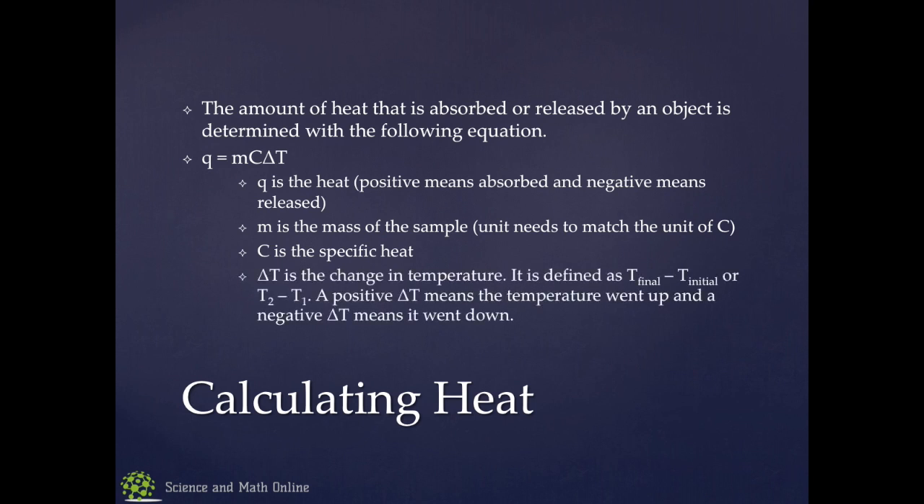Delta T is just like we saw with delta H. It's always final minus initial. It's always T2 minus T1. A positive change meaning the temperature went up, a negative change meaning the temperature went down.